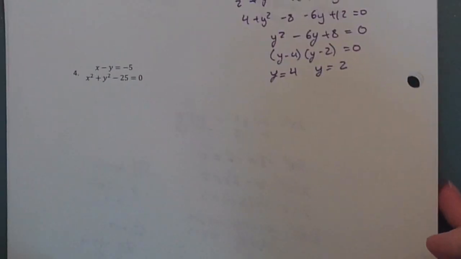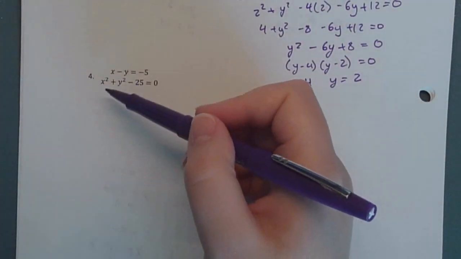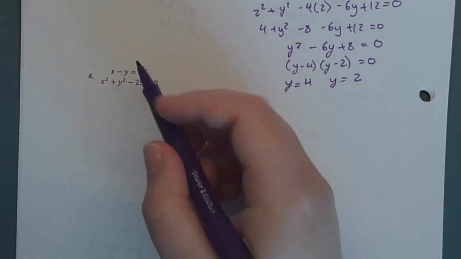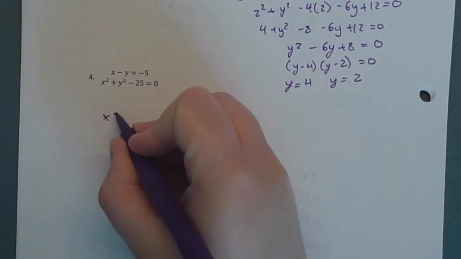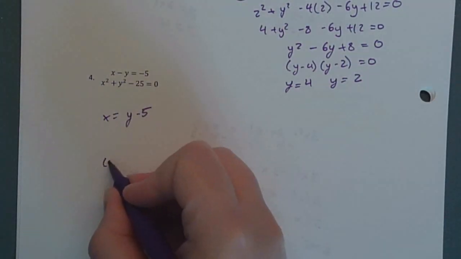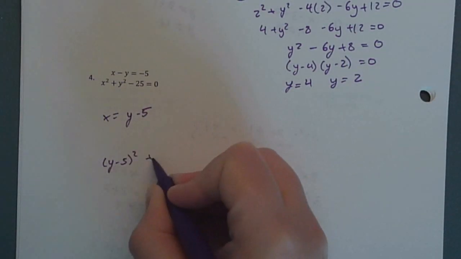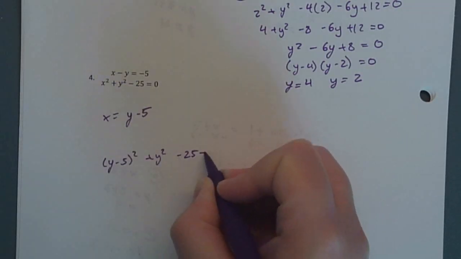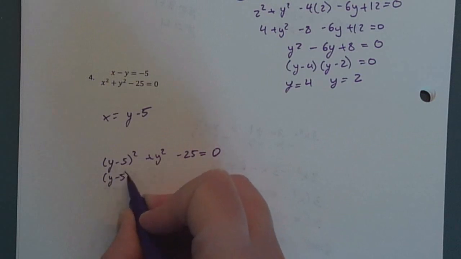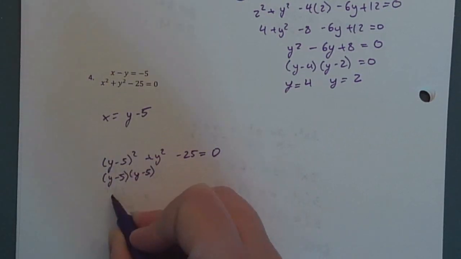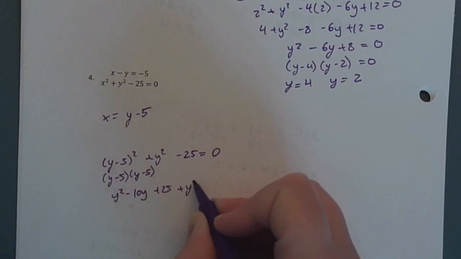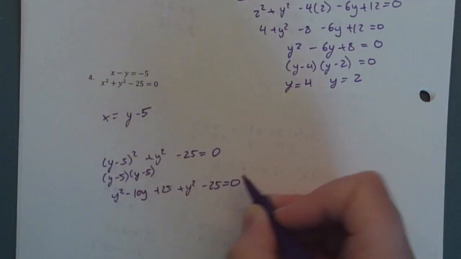Right, and we have one more. This one we have one equation with both x and y being squared, and one without it, so we're going to use substitution for this one. So we're going to take that top equation and solve it for x. And then we plug that into the other equation, which means we're going to have some foiling to do, because this one is y minus 5 times y minus 5. We get y squared minus 10y plus 25 plus y squared minus 25.